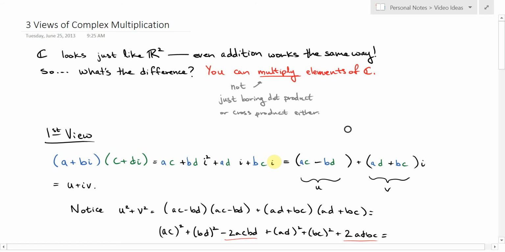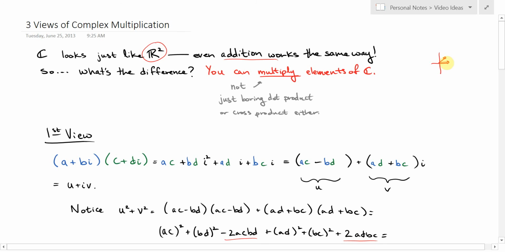Okay, in this video we're going to talk about the three views of complex multiplication. So the complex numbers, obviously we've been representing as a plane. It looks an awful lot like the traditional plane R2. And I even note that addition works in exactly the same way. The vector addition here matches up perfectly with what it means to add complex numbers.